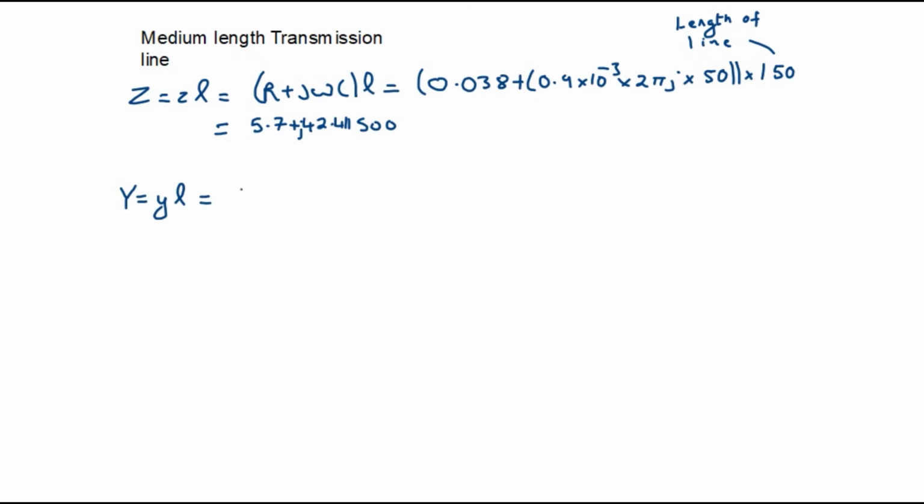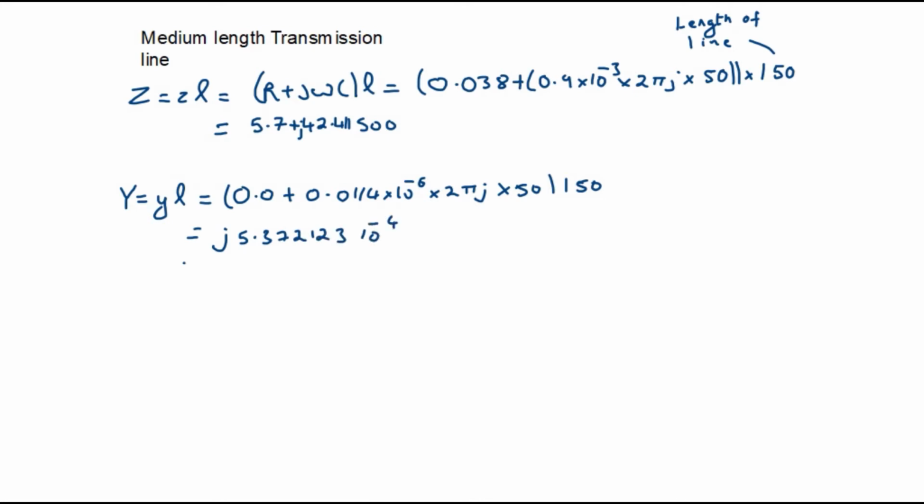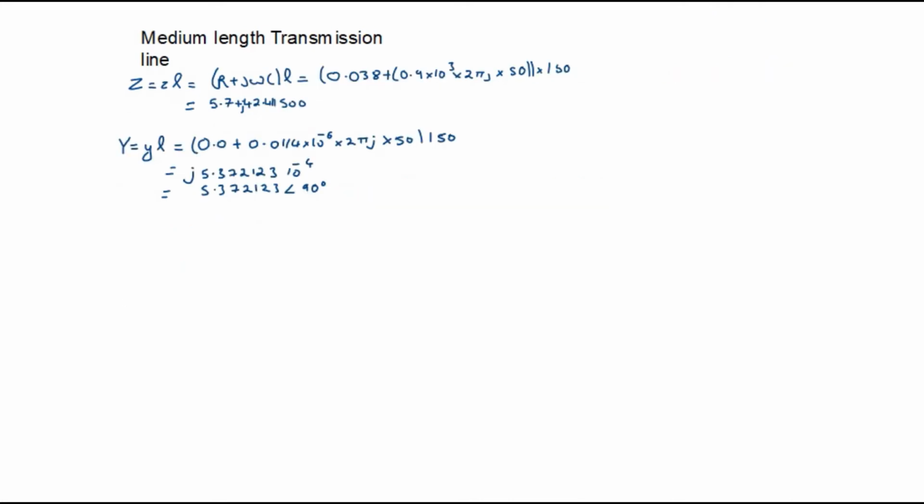While the shunt admittance is equal to 0 plus 0.0114 10 to the power minus 6 times 2 pi j times 50 times the length of the line, which is 150 kilometers. This is equal to 5.372123 10 to the power minus 4, or in polar 5.372123 at an angle of 90 degrees, as this is purely capacitive.